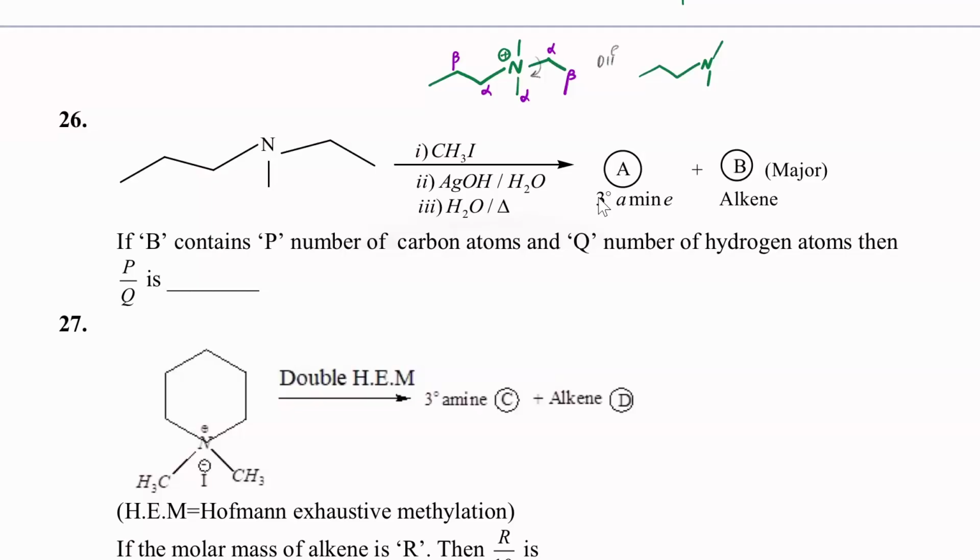The base, in this case OH minus, will come and extract here. So that makes a lone pair here and a double bond here. Correct. So this is the 3-degree amine and this is the alkene which you have. If B contains P number of carbon atoms, the number of carbon atoms is 2, so P is 2. And Q number of hydrogen atoms, so Q is 4. Then P by Q is 2 by 4, which is 0.5. Done.